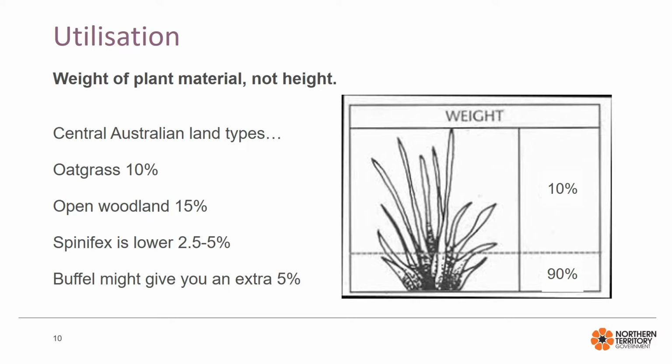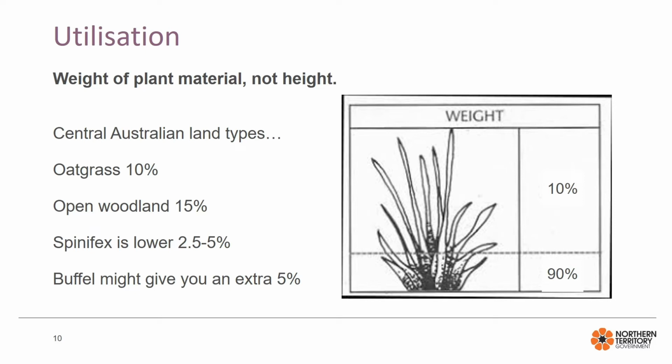Central Australian land types are very low at 10%, or 15%. So 10% for oakgrass or limestone country, which is what we were looking at. Open woodland is a bit higher, often because you have some species that are more tolerant of grazing pressure. Spinifex is lower because there is less palatable material in there, and you don't want to allow for saying I can eat 20% of Spinifex, because they can't eat 20% of a Spinifex plant. And the buffel might give you an extra 5%.